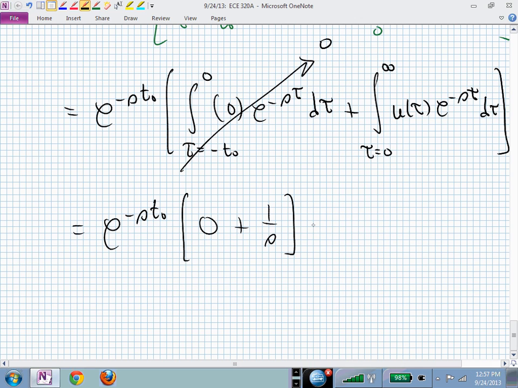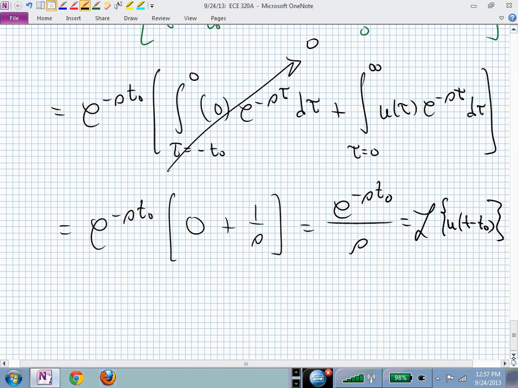And now this delayed unit step has a Laplace transform of 1 over s scaled by e to the minus s t naught. And t naught was a fixed real number, a non-negative number. And that's now the Laplace transform of a delayed unit step.